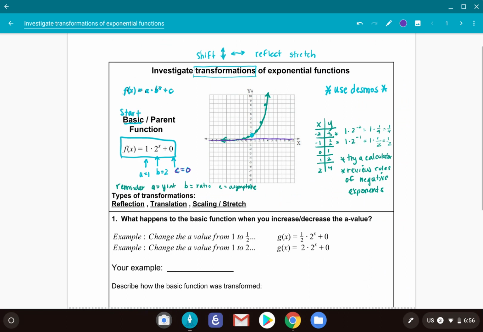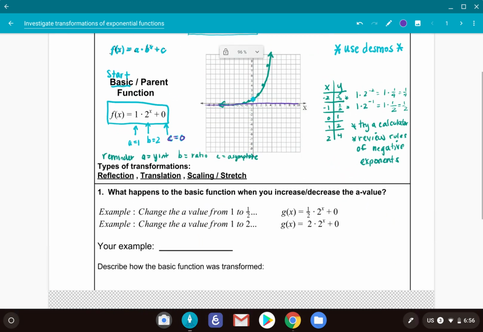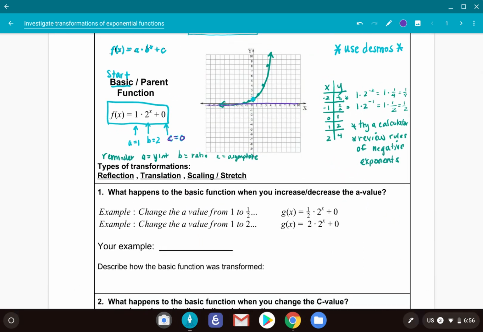So what I want you to think about right now first is what's going to happen to this basic function. When I talk about the basic function, I'm talking about this graph. What's going to happen if I increase or decrease the a value? So I'm talking specifically about this number right here, this a value. What's going to happen if I change that number? So I'm giving you these examples right here. Try changing the a value to 1/2. See what happens to the graph. And then again, try changing the a value to 2 and see what happens to the graph.